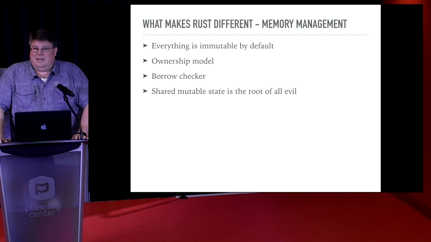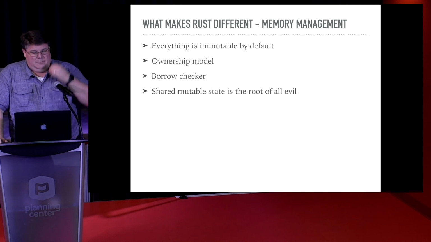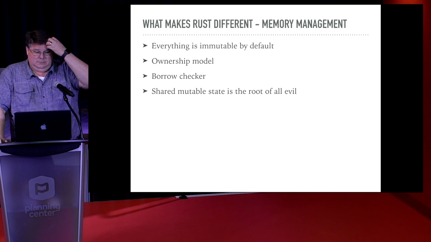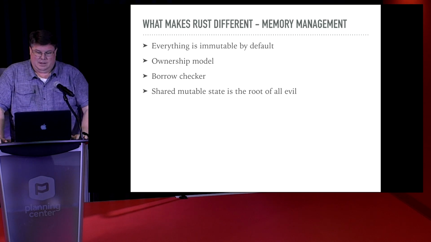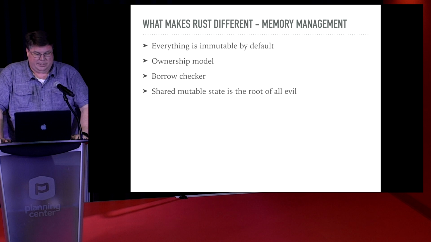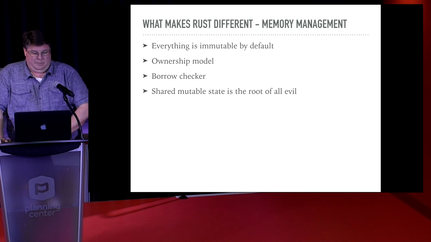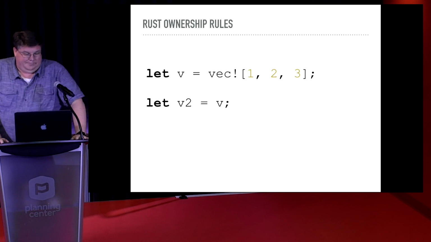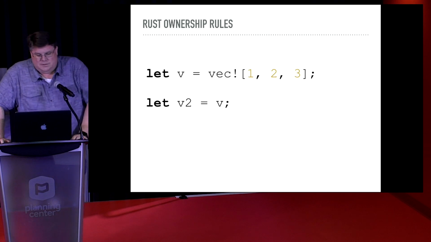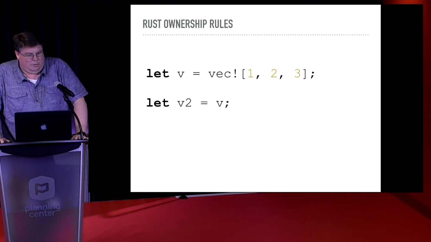Now we have tons of memory. Now we can do all kinds of crazy stuff. And so the compiler keeps track of absolutely everything. First of all, everything's immutable by default. And then we're going to talk about the ownership model and the borrow checker, and my favorite, the root of all evil rule. Okay, so with Rust's ownership rules, you will create a vec.